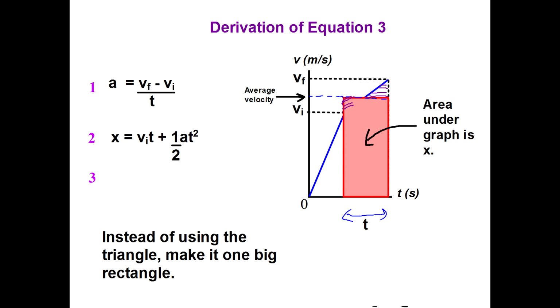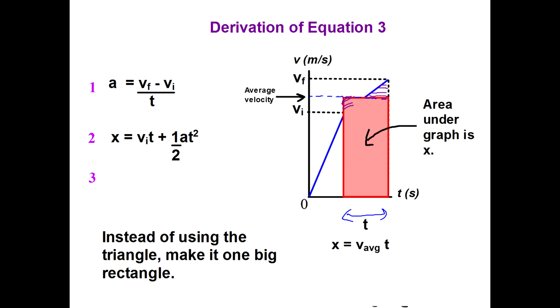To get the area of a rectangle is really simple. We just take the height and multiply it by the width. The height is just this average velocity that we marked, v average, and the width is the time t. So the displacement is equal to the average velocity multiplied by the time t. Next step, we need to get rid of this average velocity. We don't want that in the equation.